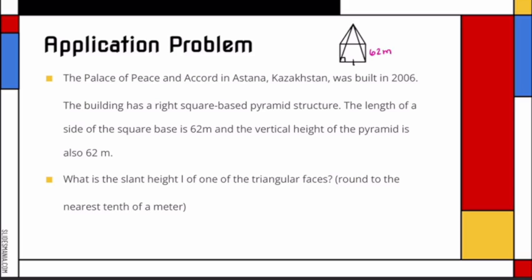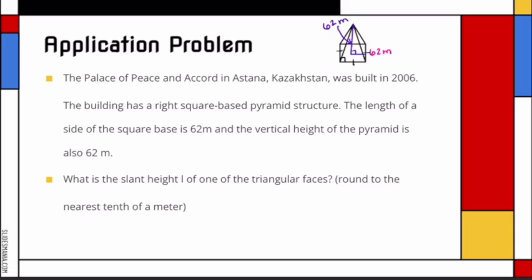So the length of a side of the square base is 62 meters. So we know since it's a square, all four sides are going to be exactly the same. So let's go ahead and label that on here, right? And then we know the vertical height of the pyramid, so if I go from the top of the pyramid straight down to the very bottom, that vertical height is also 62 meters. Over here with the vertical height, you're going to make a right angle like so. Okay, so that height is 62 meters as well.